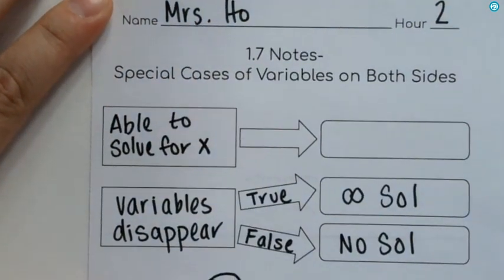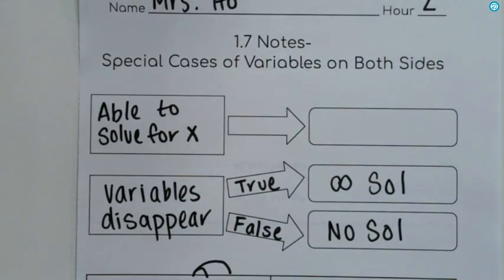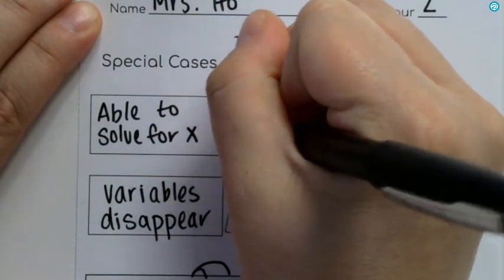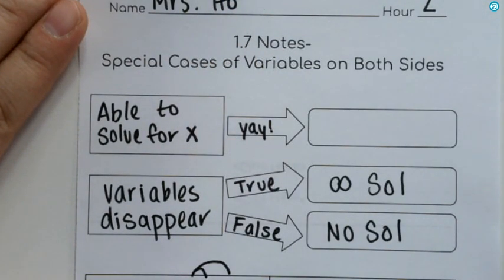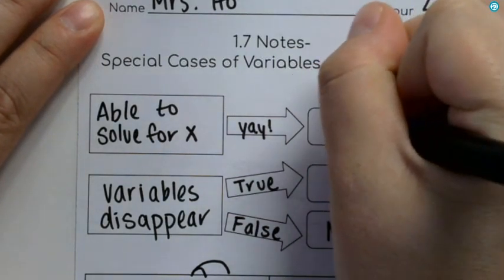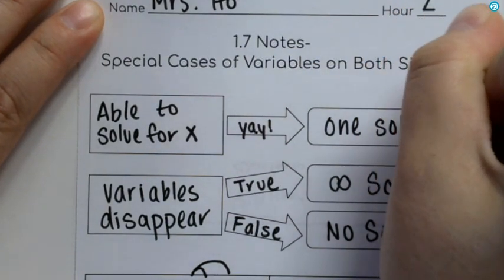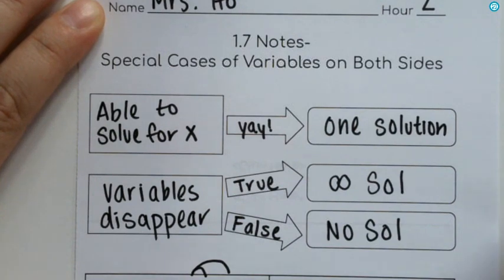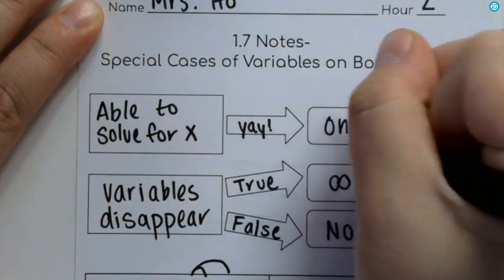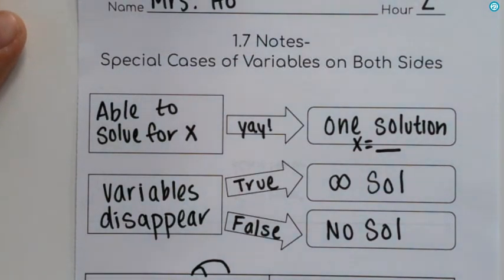Or any other variable. If I am able to solve for x, then yay. That's what I'm writing here. That means we have one solution, and we need to solve for that one solution. So we should have an x equals as our answer. So don't just write down that you're going to have one solution, you have to actually solve for the one solution. Okay, any questions right now?